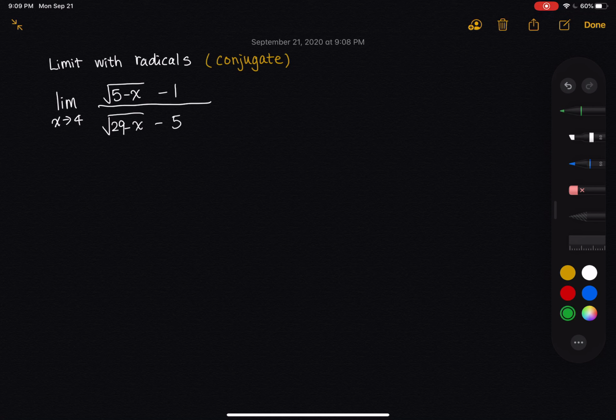So let's see. We can deal with the one on the top first. The conjugate of the numerator is the same expression, square root of 5 minus x, and you change the sign in between, so plus 1. For the bottom, you multiply by the same thing, square root of 5 minus x plus 1. Then you rewrite the limit.